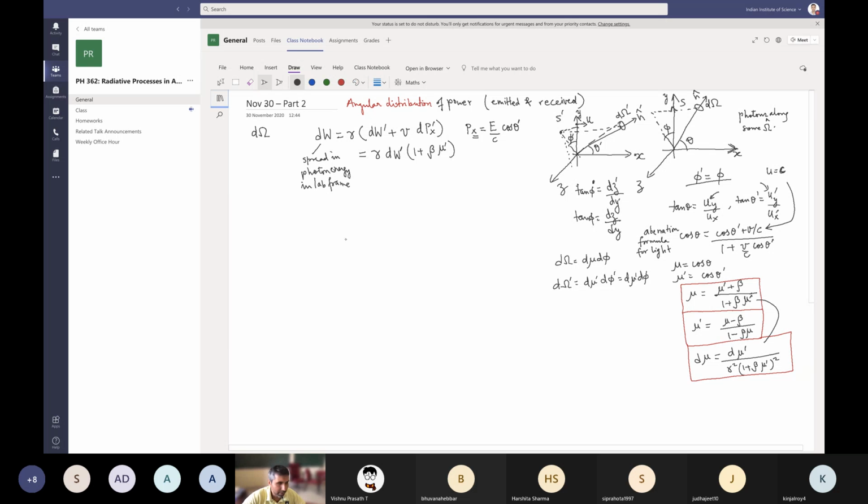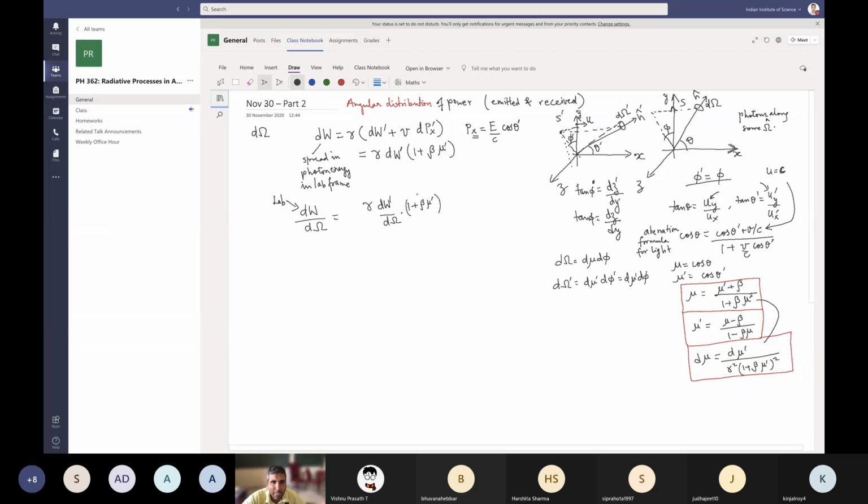So let's see. dW by d omega is equal to gamma dW prime by d omega times 1 plus beta mu prime. So what we have to do is, these are lab quantities, but the quantities that are easy to evaluate are the ones in the particle rest frame. But the answer that we want is in the lab frame. So we have to do these transformations.